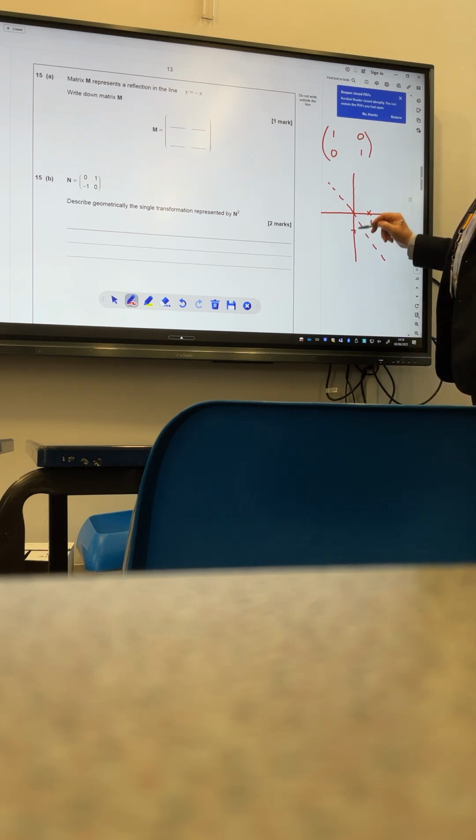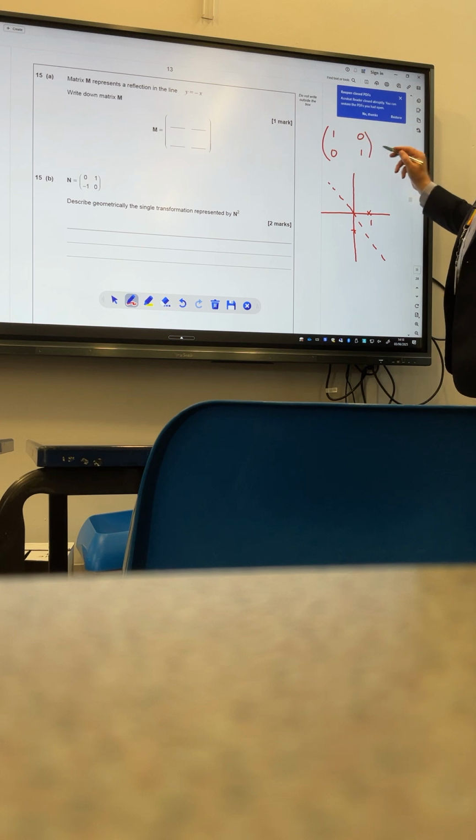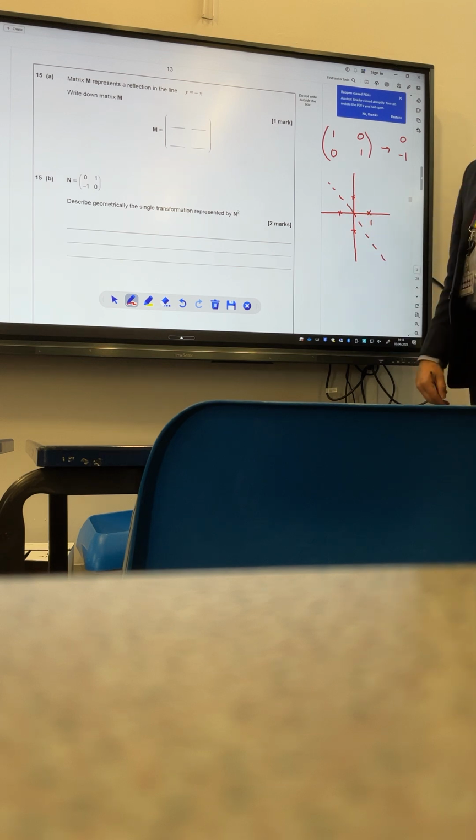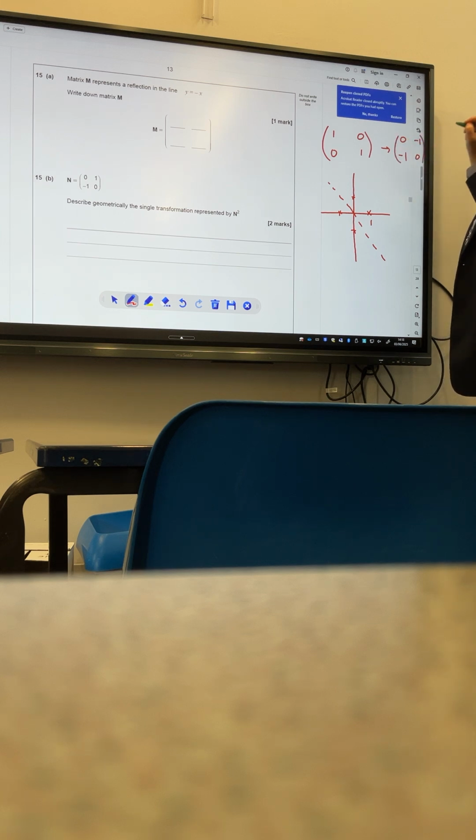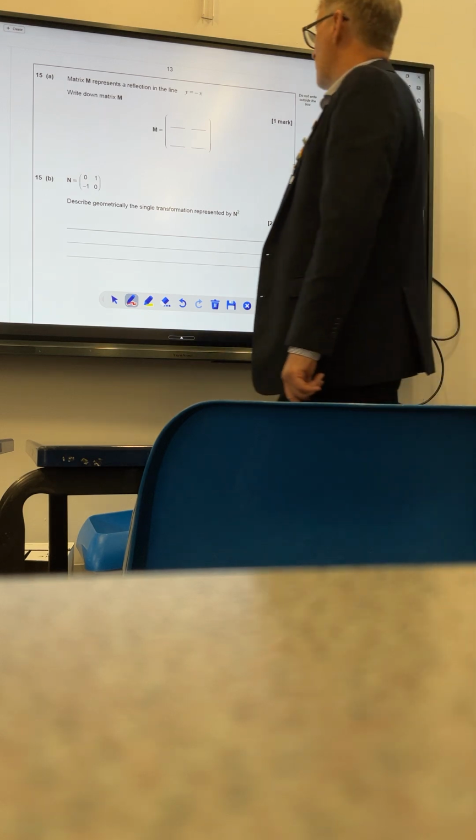And isn't that the point 0, minus 1? So that 1, 0 goes to 0, minus 1. Equally, the point 0, 1 is up there. When you reflect that, won't it go down to there, which is minus 1, 0? So 0, 1 goes to minus 1, 0. And so therefore, that is our matrix for reflection in y equals minus x.